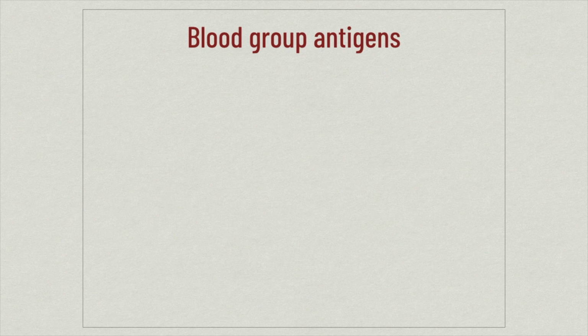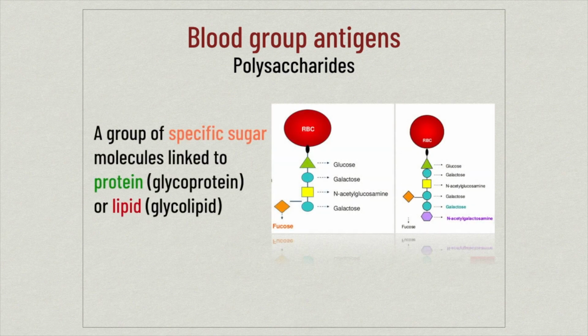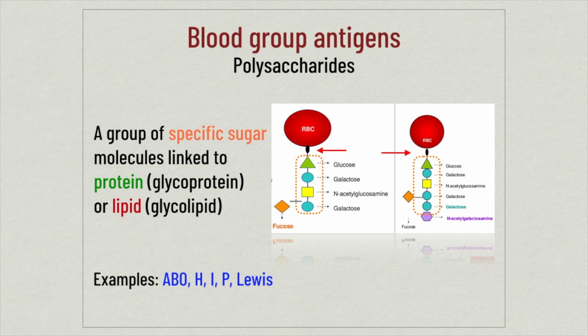Blood group antigens are classified into two main groups, polysaccharides and proteins, based on their biochemical structure. First, blood group antigens whose structure is polysaccharide. The antigenic determinants are specific sugar molecules that link to proteins or lipids. Examples are antigens in the ABO, H, I, P, and Lewis blood group systems.